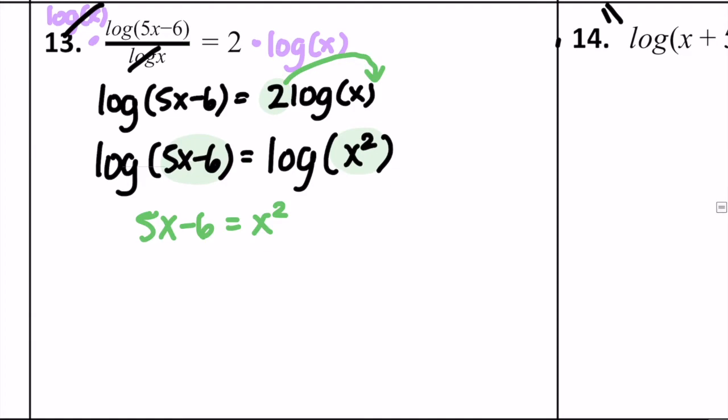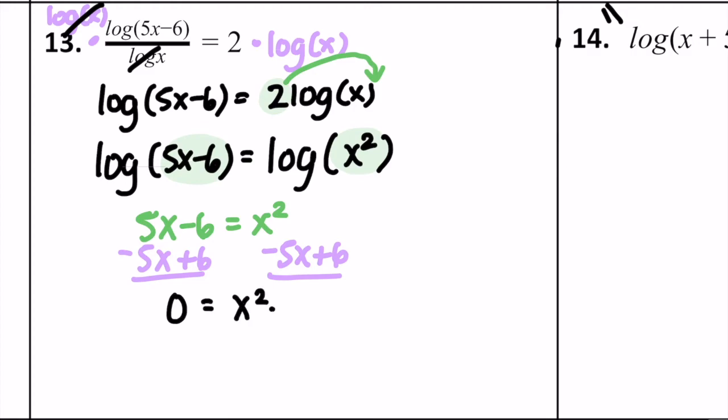I'm going to get everything on one side because this is a quadratic equation. I'm going to subtract 5x and add 6 on both sides. Subtract 5x and add 6. I'm going to get 0 is equal to x squared minus 5x plus 6.